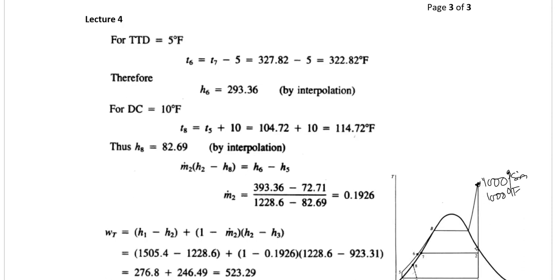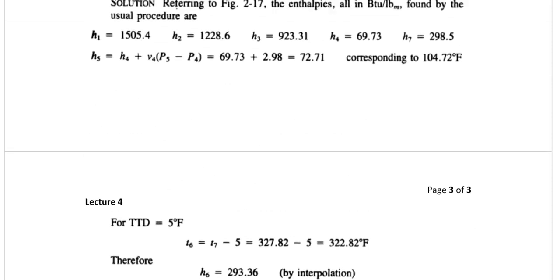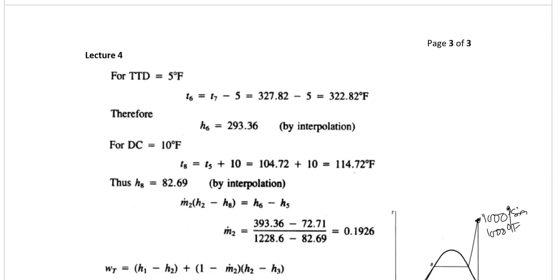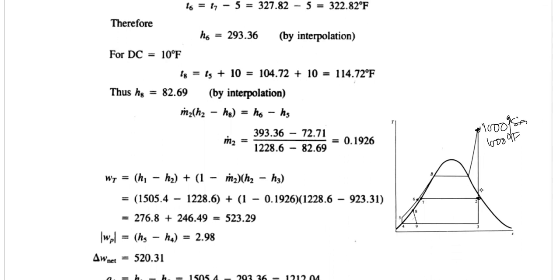When it expands to a second stage, there is a feed water heater installed, and that feed water heater is installed at 100 psi. So you can imagine it will be the second stage expansion as well, with a drain cooler pressure of 100 psi. Now once we have got to the second stage, some of the steam is bled out at 100 psi, and the rest of the steam is expanded to our condenser pressure, which is equal to 1 psi.